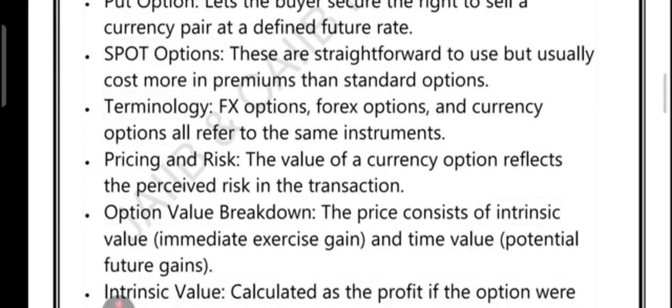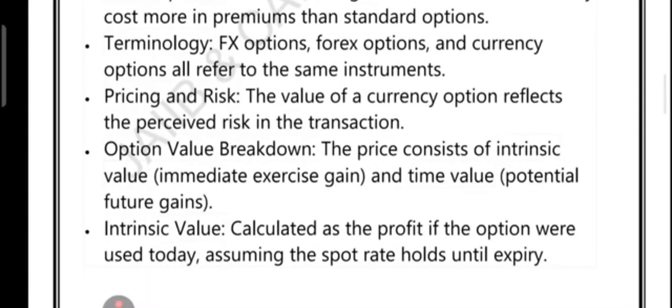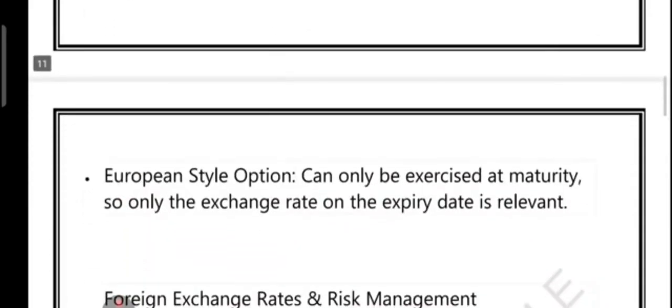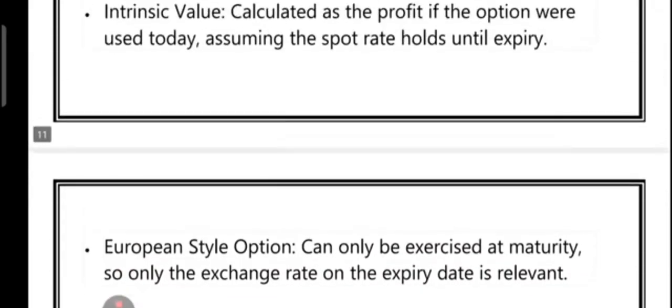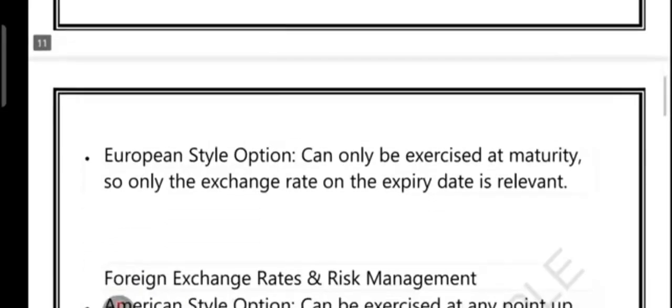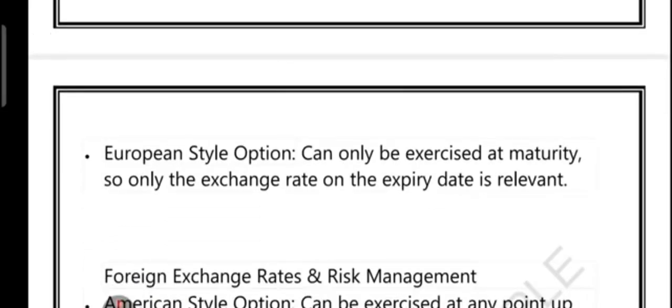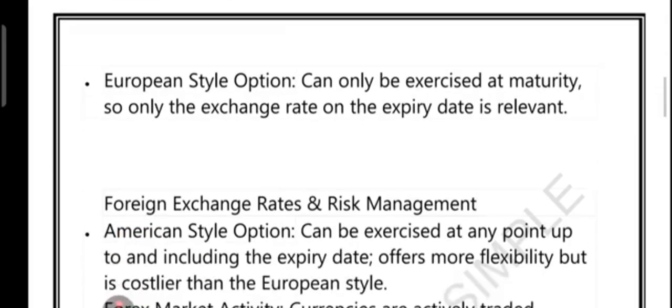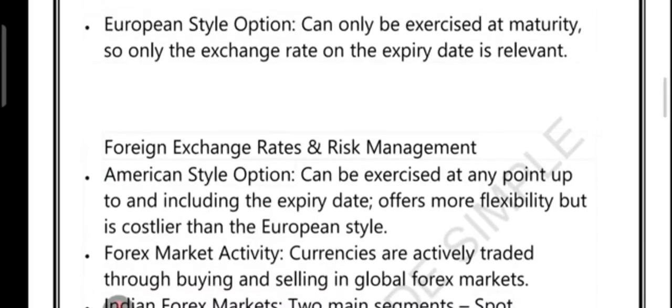The option price depends on two parts. The first is called intrinsic value, which is what you would gain if you used the option today. And the second is called time value. Time value is the extra potential gain from now until the option expires. Finally, a European style option can only be used on the expiry date, so only the exchange rate on that day matters.